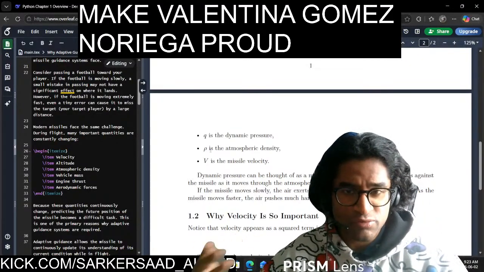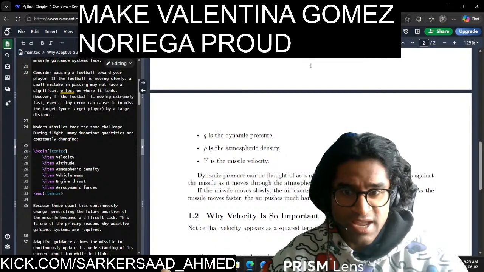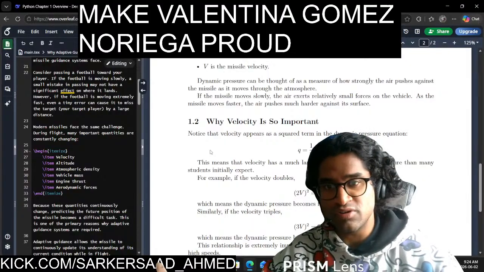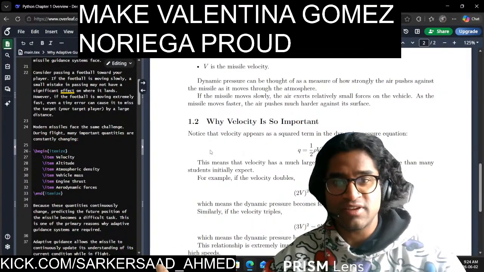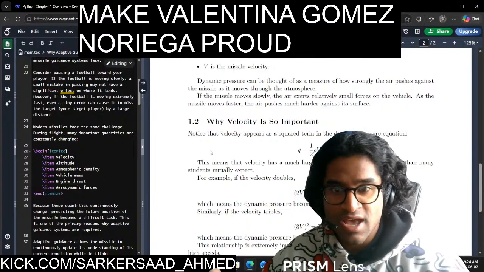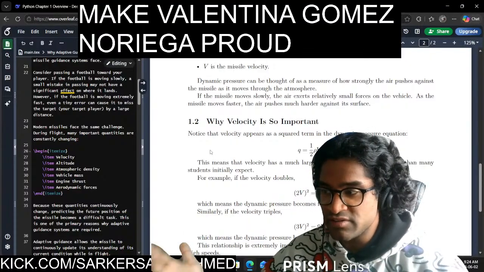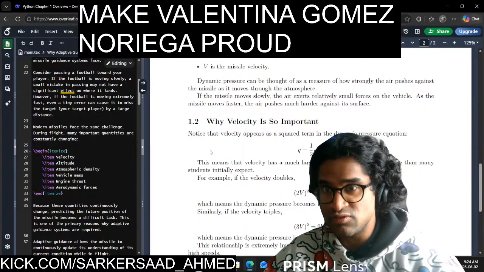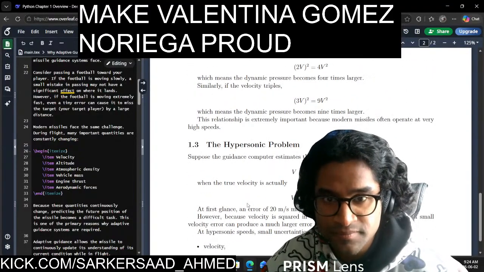If the missile moves slowly, the air exerts a relatively small force on the vehicle, and as the missile moves faster, the force grows. And why is it important? Because Q is equal to half rho v squared. This means that the velocity has a much larger influence on the dynamic pressure than many students initially expect. If the velocity doubles, you get four v squared. If it triples, then 9 v squared, then 16 v squared. We spoke about the v squares, right?